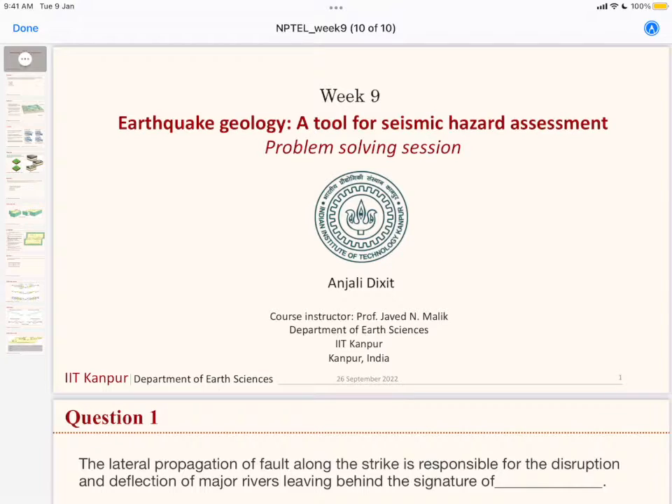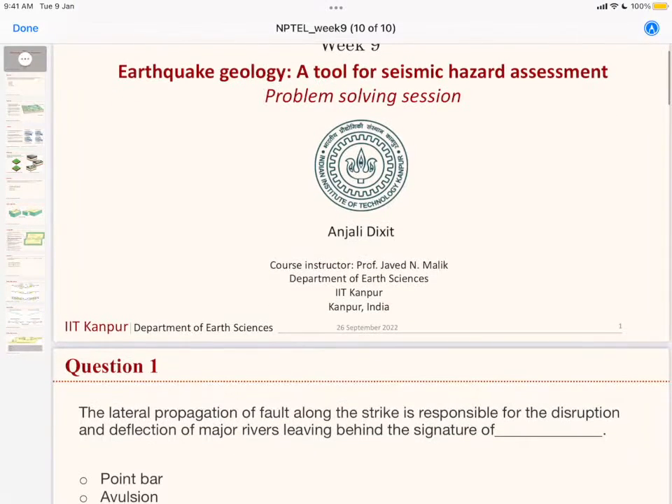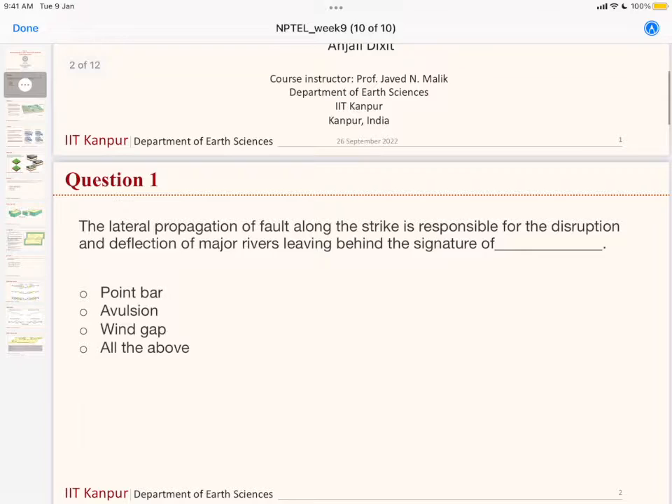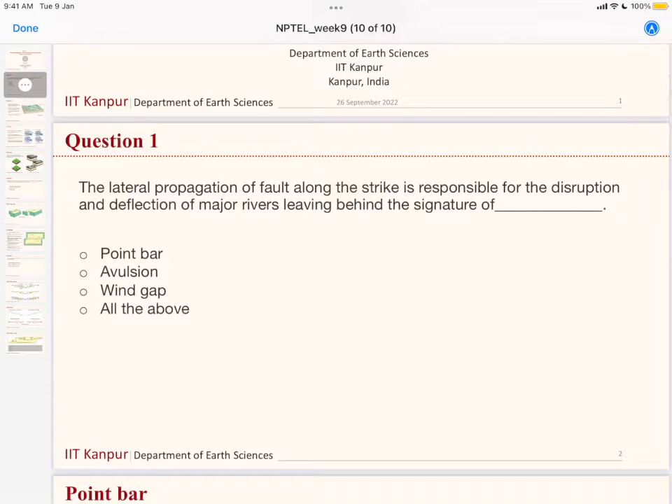So first we'll start with question 1, and this question is related to how a fault can be a cause for a river to change its path. This first question states that the lateral propagation of fault along the strike is responsible for the disruption or deflection of the major river, leaving behind the signature of.